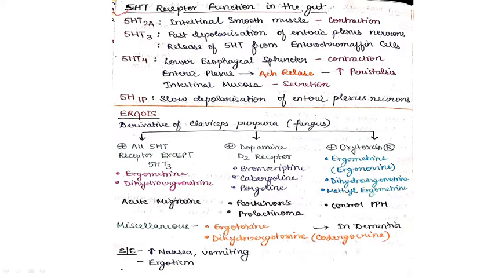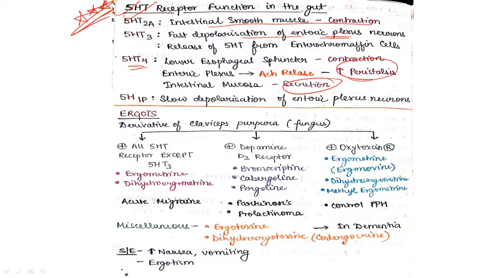Now coming to the 5-HT receptor function in the gut. These are very important points, because in our GIT topic we will discuss this group again, but remember these points here. 5-HT2A leads to contraction of the intestinal smooth muscle. 5-HT3 basically causes fast depolarization of enteric plexus neurons. And 5-HT4 will increase your peristalsis and secretion, as I have told you. Clear? So this is the basic idea about how the receptors work.